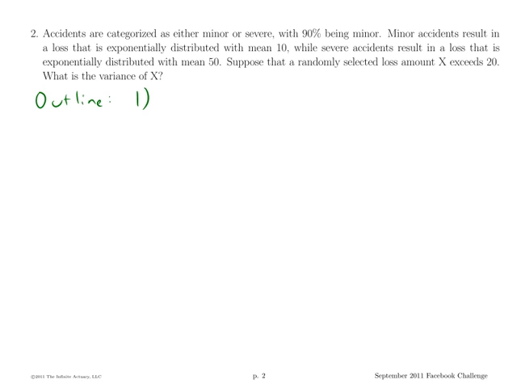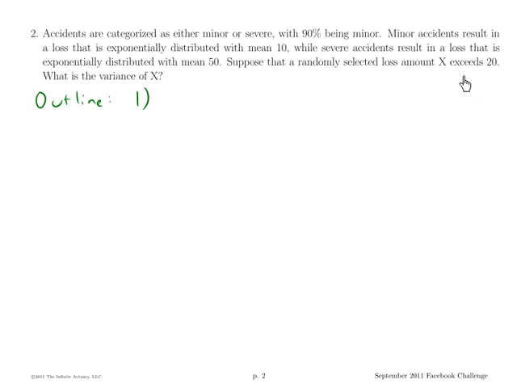My accidents are either minor or severe. Initially, 90% of my accidents are minor. My minor accidents have mean 10, my severe accidents have mean 50. And I see a loss amount that exceeds 20. So given that that loss exceeds 20, that's twice what my minor average is. So that means, maybe it's a little bit less likely to have been a minor accident. Maybe it's a little bit more likely to be a severe accident.